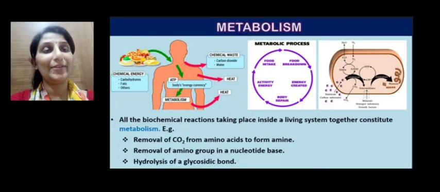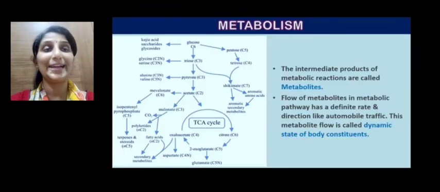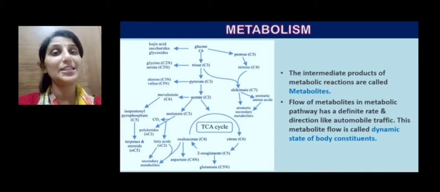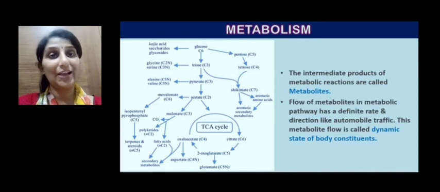So all the biochemical reactions taking place in a living system constitute metabolism. For example, removal of carbon dioxide from amino acids forms an amine group. Removal of an amino group in a nucleotide base, hydrolysis of a glycosidic bond, all these are biochemical reactions taking place inside a cell. The intermediate products of metabolic reactions are called metabolites. So there are different metabolites formed during each biochemical reaction, which are intermediate products.